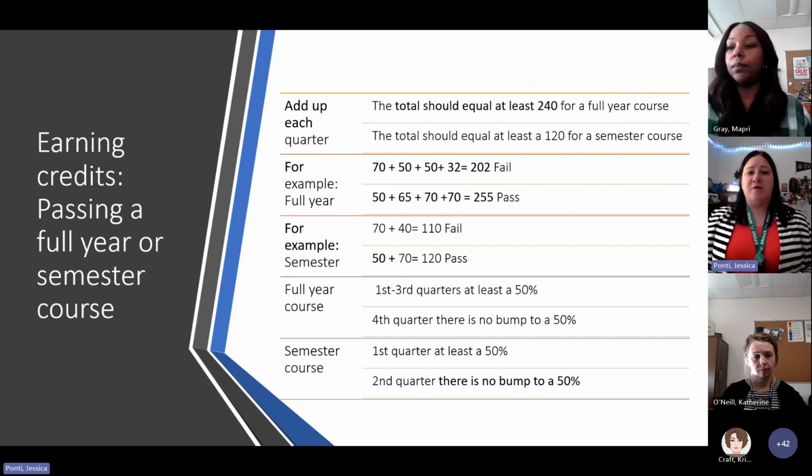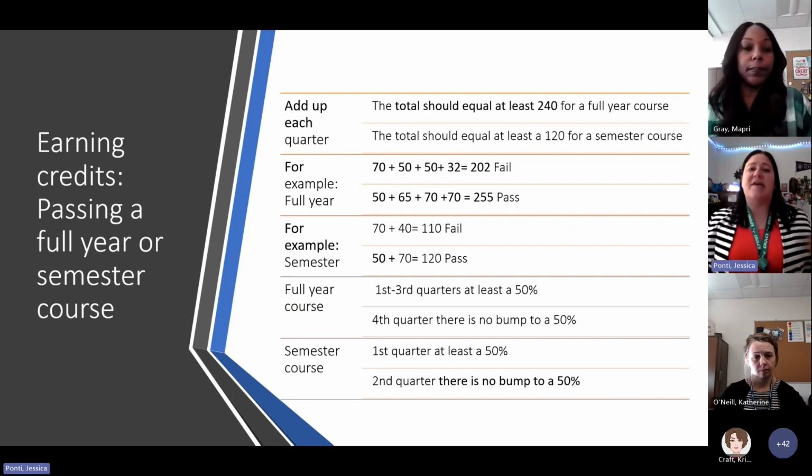Now, it gets a little bit different if you have a half year or a semester course like a PE, health, financial literacy, anything of that sort. For those type of classes, you only need 120 points. So what you can do to see what you would need is add up your marking period grades, each one of those, and see what they total.